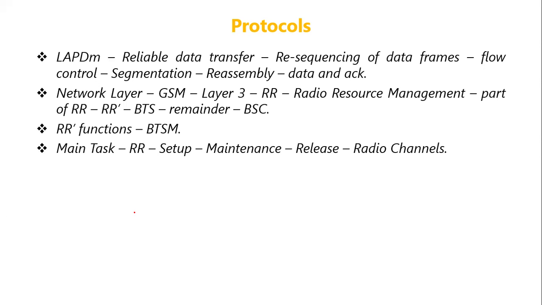One part of RR is the RR dash, which is in the BTS. The remainder is in the BSC. The main task of RR is to set up, maintain, and release radio channels, directly access the physical layer for radio information, and offer a reliable connection to the next higher layers. So that's it about the third layer of the mobile station.